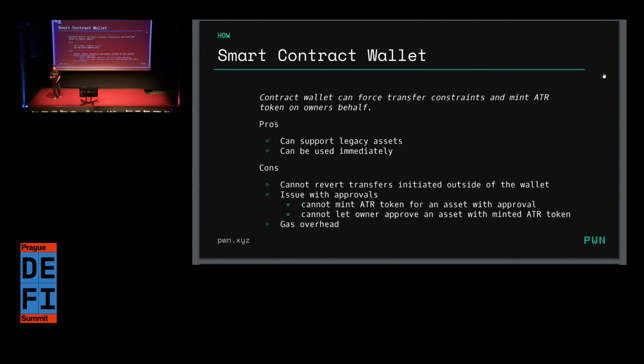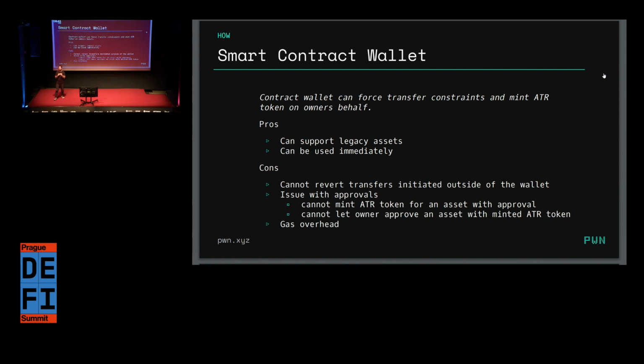On the other hand, smart contract wallets can support legacy assets. We can use them immediately, but they have some trade-offs attached to them. Let's say you have an asset with some non-standard approval. The issue is that the smart contract wallet has to be able to prevent this transaction from happening, because it can check only things initiated from that wallet. So if there is an issue with approvals, it's basically what I'm talking about right now.